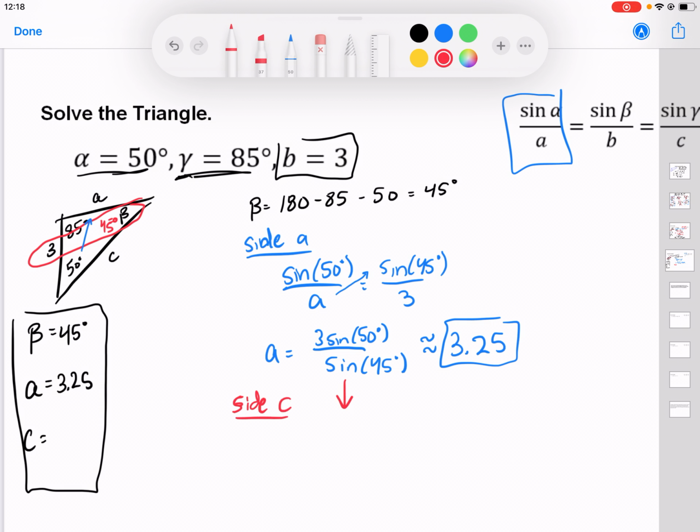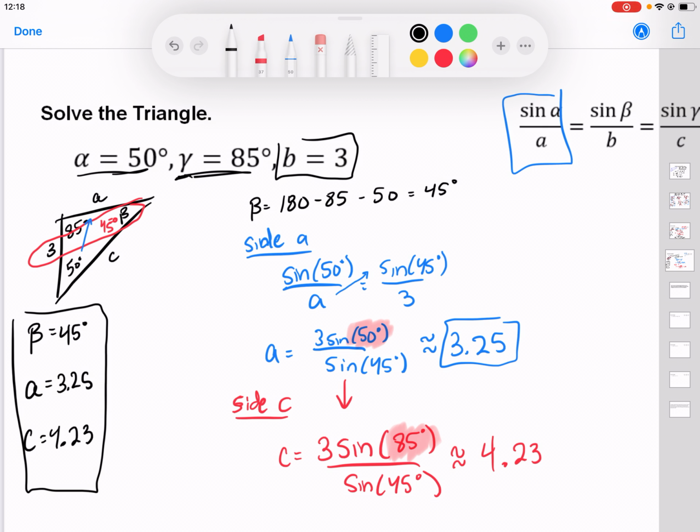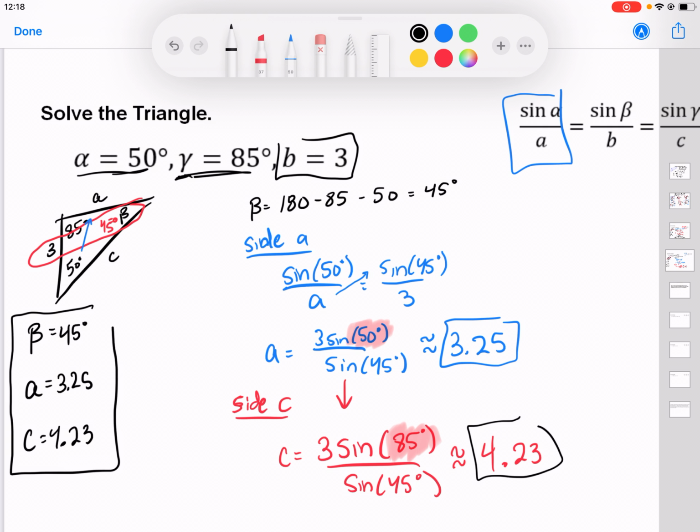Okay, side C. If you remember our trick from last time, C should be the same thing, except the alpha should be switched out to be gamma. So gamma would be 85 degrees, but everything else should be exactly the same, which is nice because we like where we can take shortcuts rather than having to do all this process over and over again, because it's pretty repetitive. So you type it in, you get 4.23, and these are your answers over here. I'm going to rebox it.